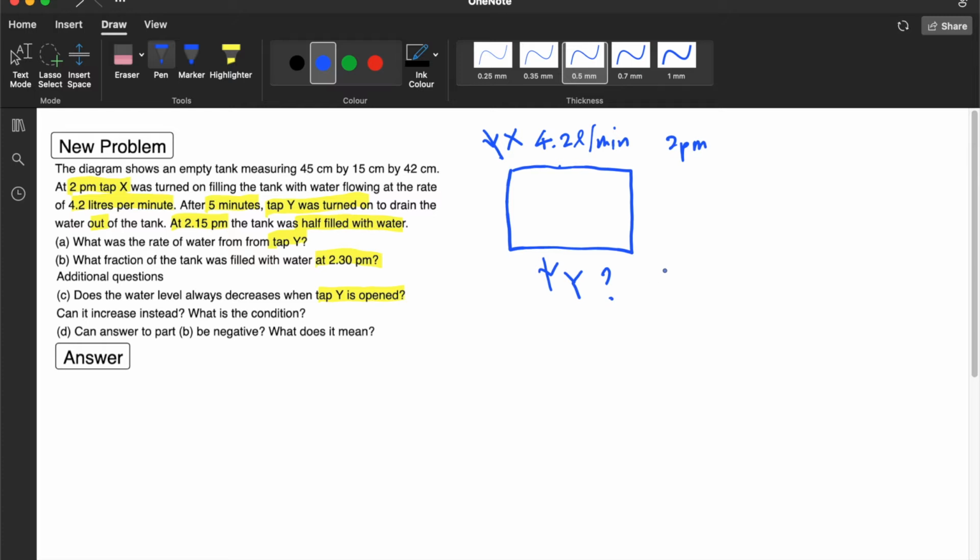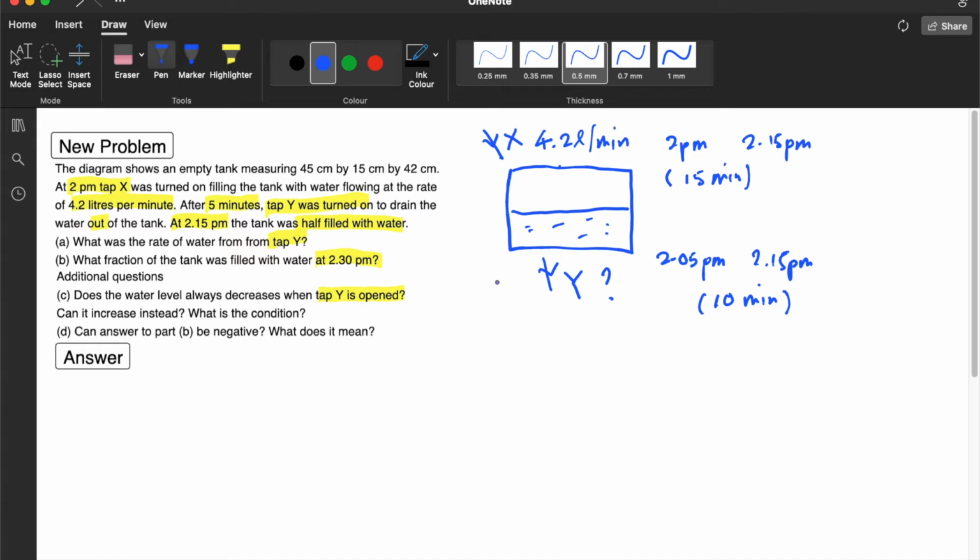But when does tap Y open? It opens at 2:05 p.m., 5 minutes later. Right? Then we are told that at 2:15 p.m. the water level in the tank is half full, right? Something like that. So that means at that time tap X would have been operating for 15 minutes, while tap Y at 2:15 would have been open for only 10 minutes, 5 minutes lesser.